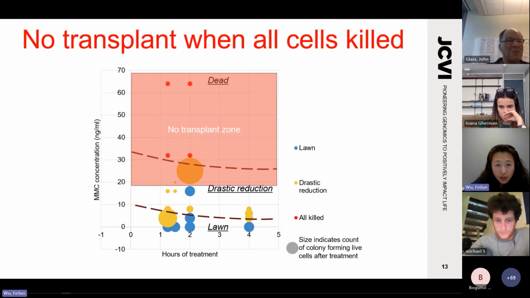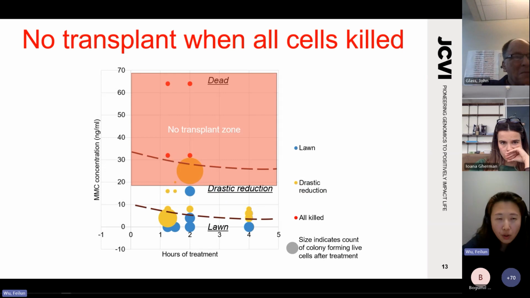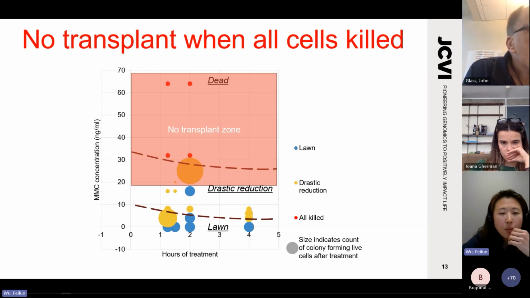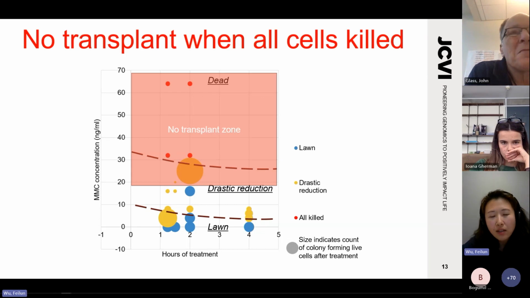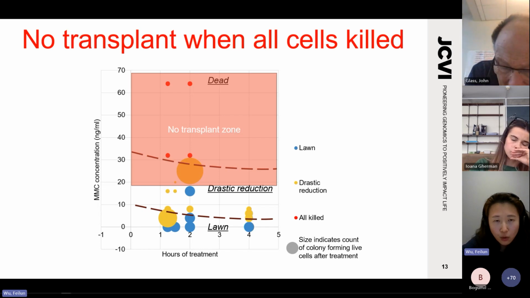However, this is the result after we go through the whole genome transplantation. What happens is, for any mitomycin C concentration that is at or above 20 nanogram per mil, there's no transplants. So we weren't able to show any transplantation that happened when all the cells were dead.